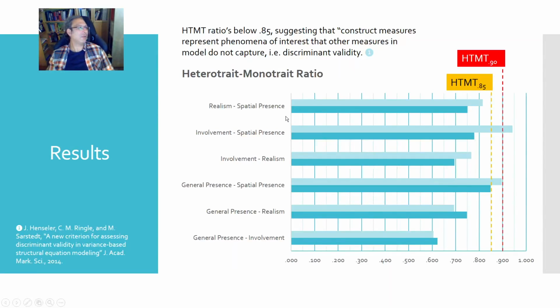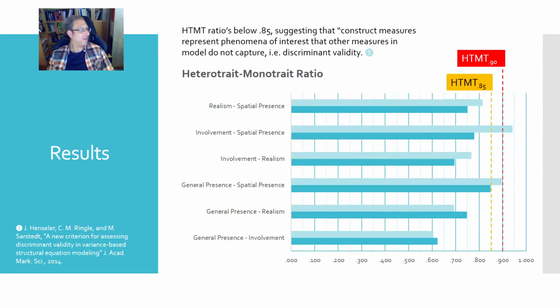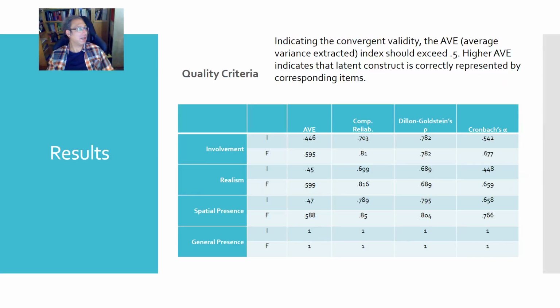The heterotrait-monotrait ratio between involvement and spatial presence was greater than 0.90 for the 14-item scale. The light blue bars are the 14-item scale's HTMT values. But when we remove some items, it is now below the threshold of 0.85. And it's the same for general presence and spatial presence HTMT ratios. So this is another indicator of discriminant validity: our scale with 11 items has better discriminant validity compared to the 14-item version, based on our data set.